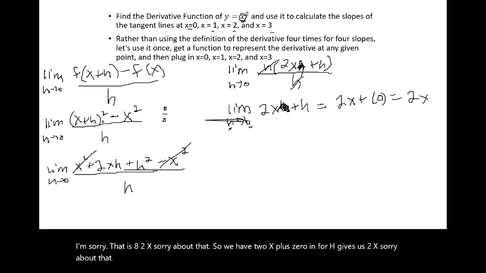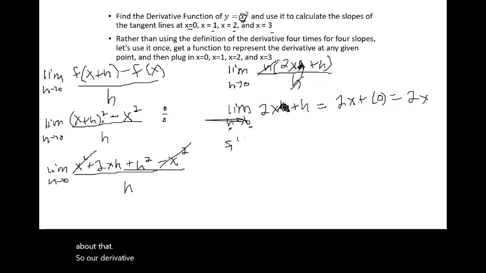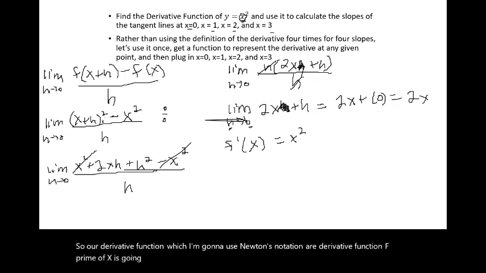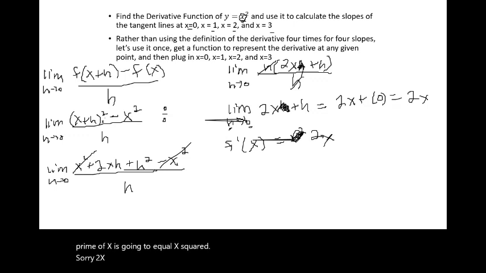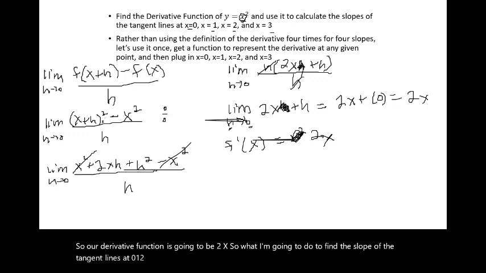So our derivative function, which I'm going to write using Newton's notation, f prime of x, is going to equal... sorry, 2x. So our derivative function is going to be 2x. What I'm going to do to find the slopes of the tangent lines at 0, 1, 2, and 3 is plug 0, 1, 2, and 3 one at a time into my derivative function.